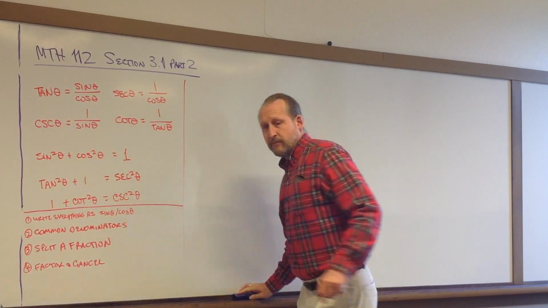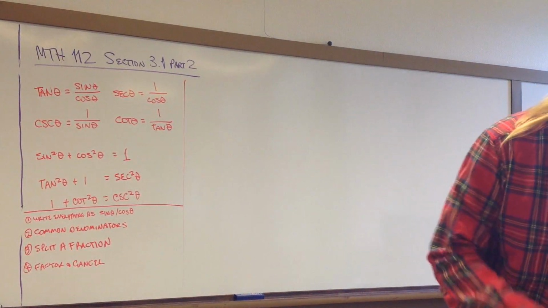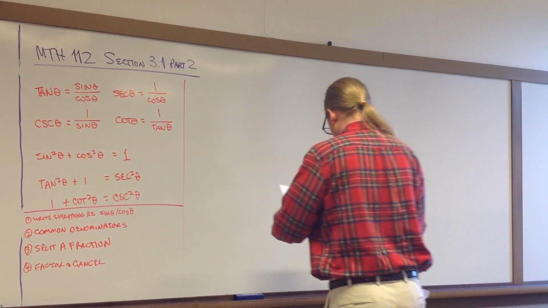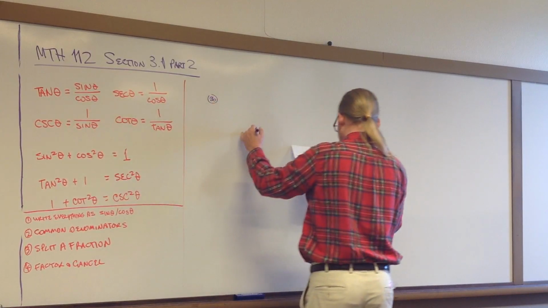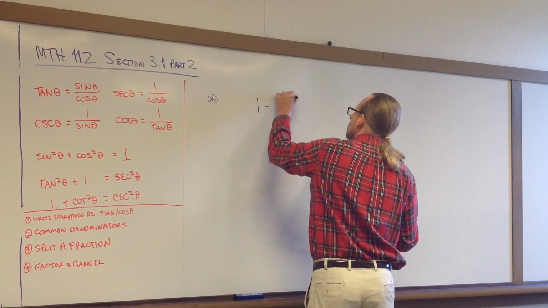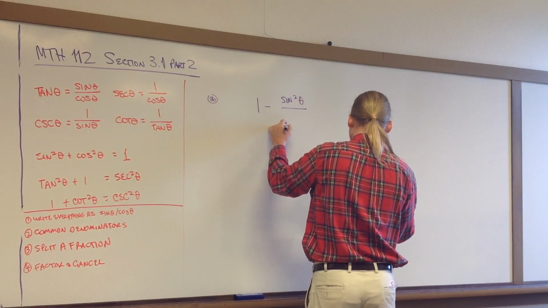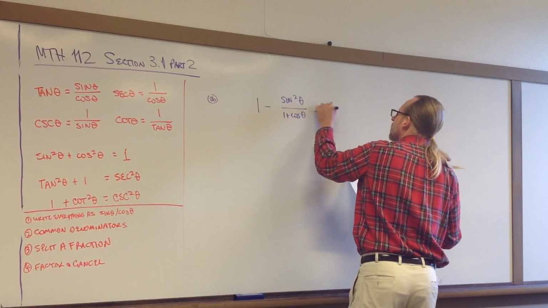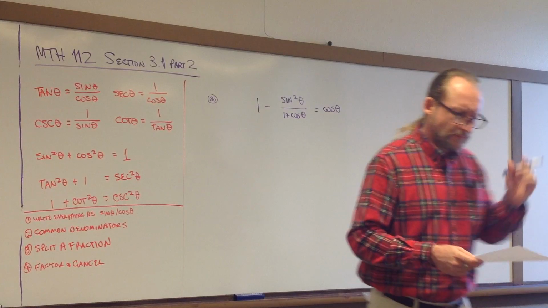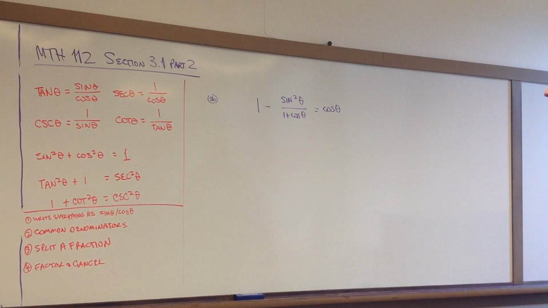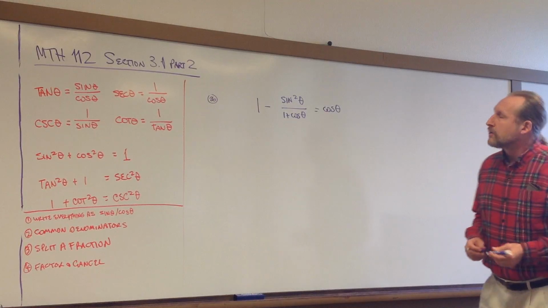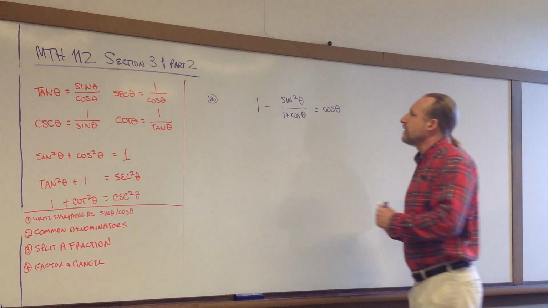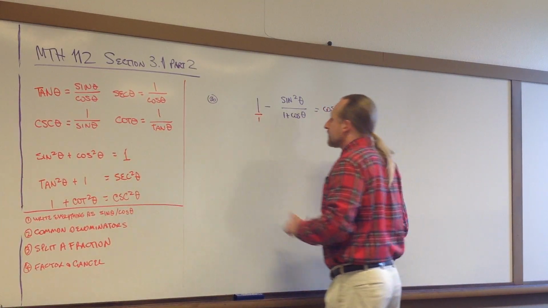All right, let's look at problem 26. All right, so 1 minus sine squared over 1 plus cosine, that's equal to cosine. Well, let's see. I'm seeing two ways to start out here. So maybe I'll do both. But in any event, the one way we can start out here is make a common denominator.